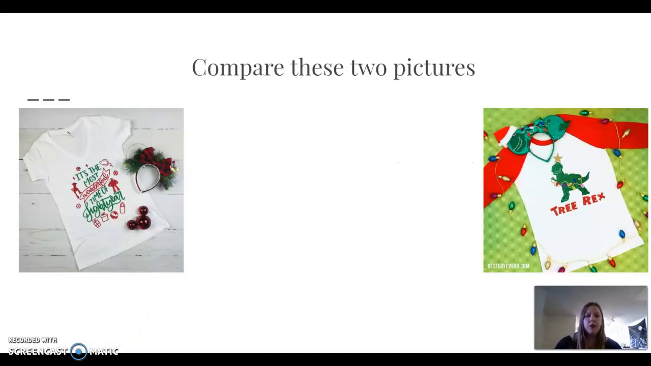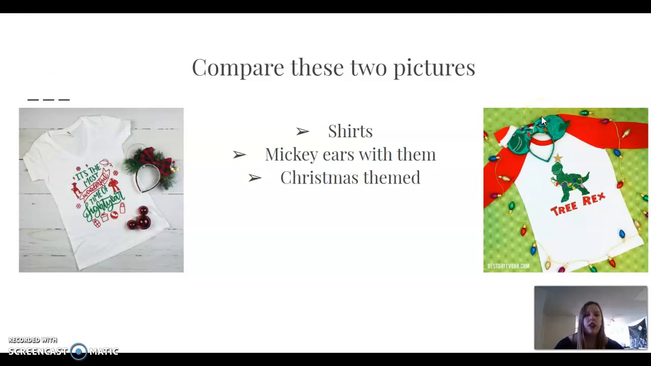So to practice, we're going to compare these two images, this shirt and this shirt. So the first thing we notice between them is that they are both shirts. Second thing we notice is that both of them have some Mickey ears with them. One's right here, the other's right here. The third thing we notice is they are both Christmas themed.